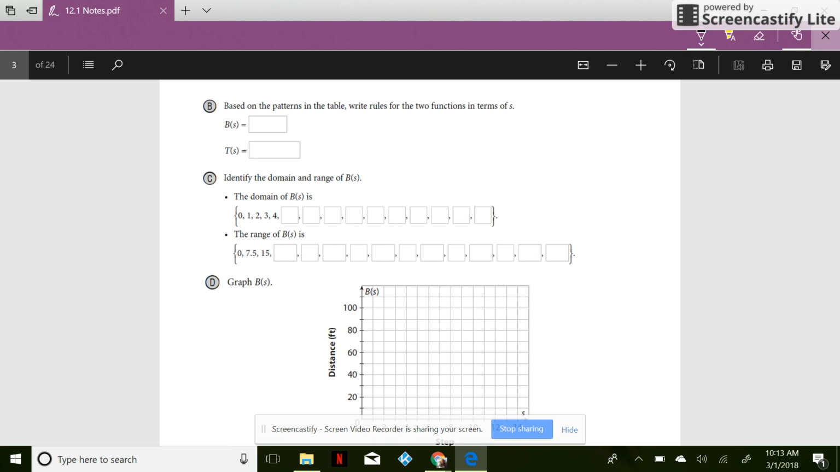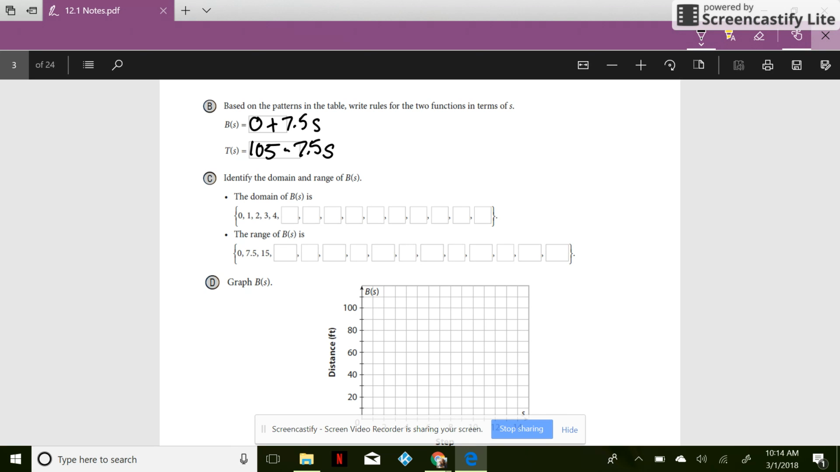Based on the patterns in the table, write the rules for the two functions. As we started going up the stairs, we started at 0, and then we took 7.5 inches times however many steps we were at. Our function TS, when we were going down, we started at 105 inches, and then we subtract 7.5 for each stair.